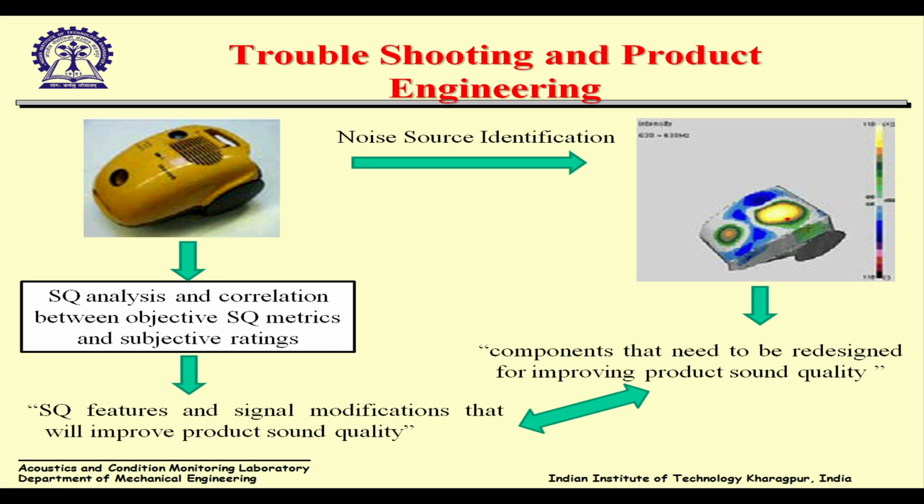So the overall process is that for a product, the sound quality analysis is performed, and then some noise source identification technique is used to find out what the major noise sources are. And we now know how loud, how rough, how sharp it is, and how people find it. Then a design change can be made to the major noise sources to reduce certain characteristics which people find undesirable.